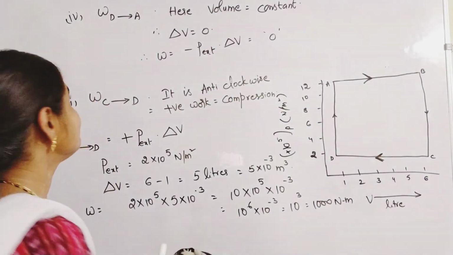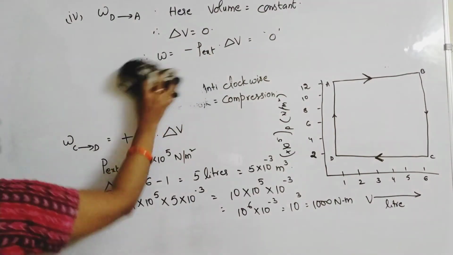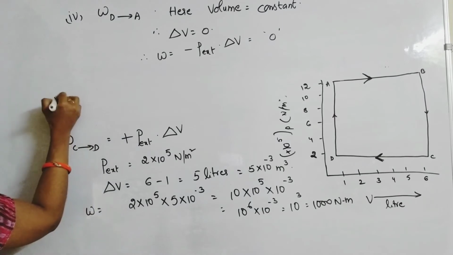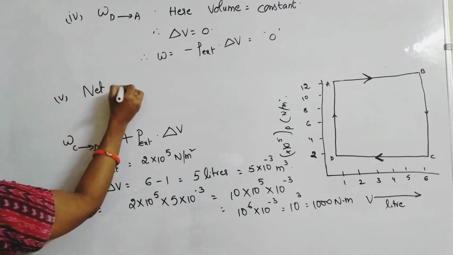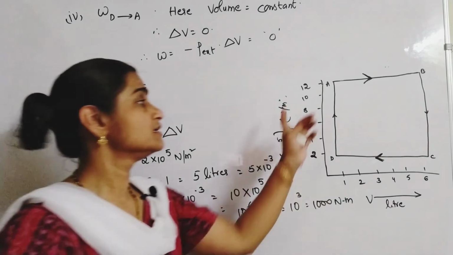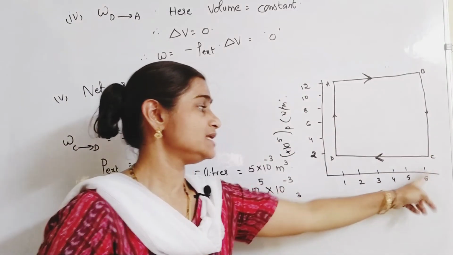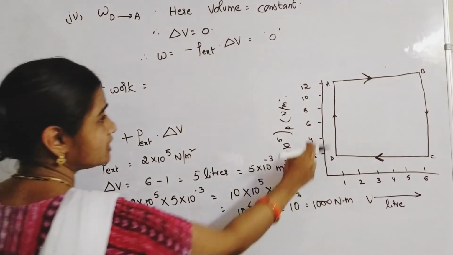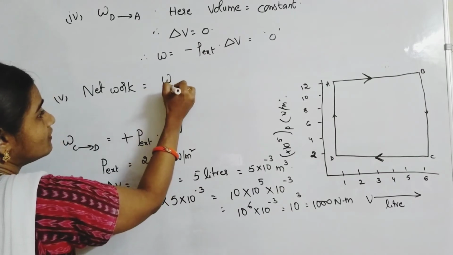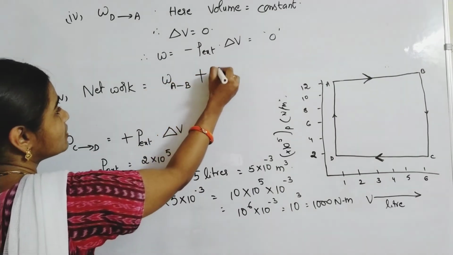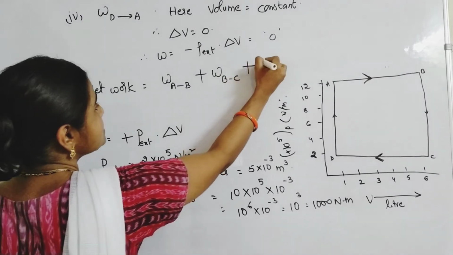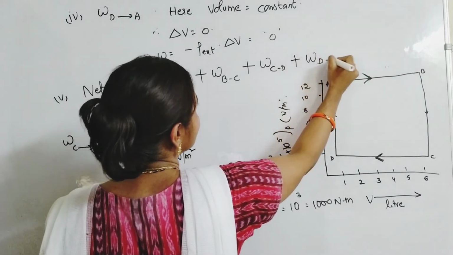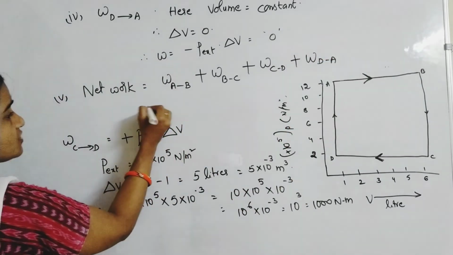Now what is the fifth case? It is asking us to find total work done, the net work done. Net work means what? Adding, summing up all the works. W of A to B plus B to C plus C to D plus D to A. Okay, net work. Work of A to B plus work of B to C plus work of C to D plus work of D to A.